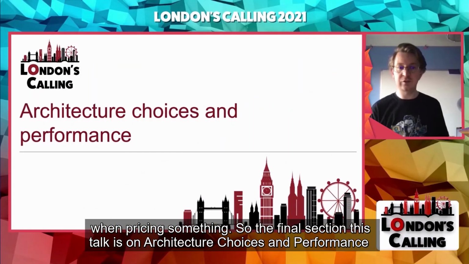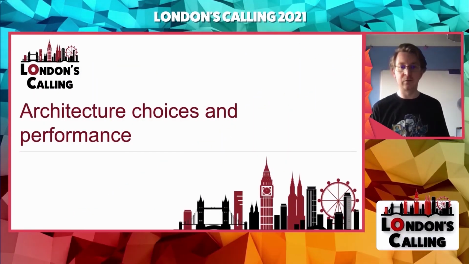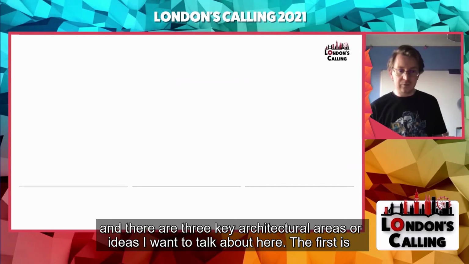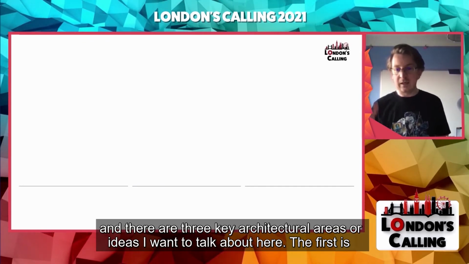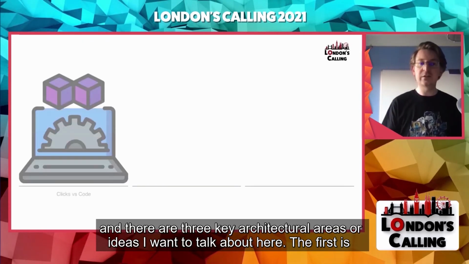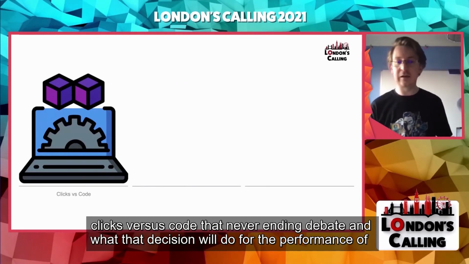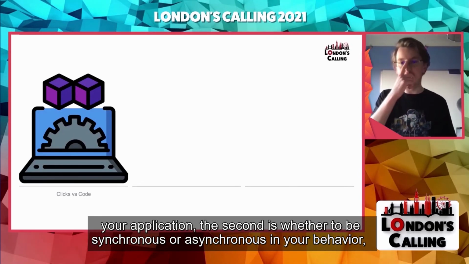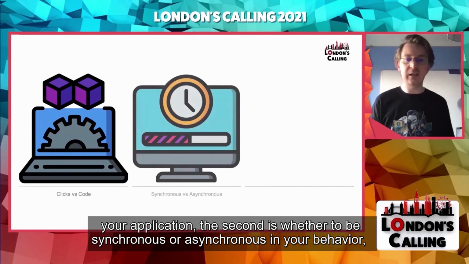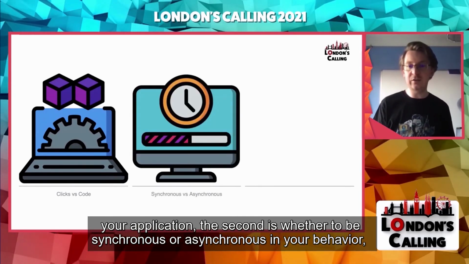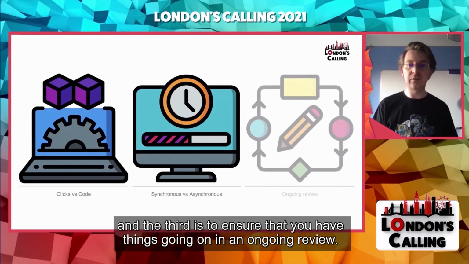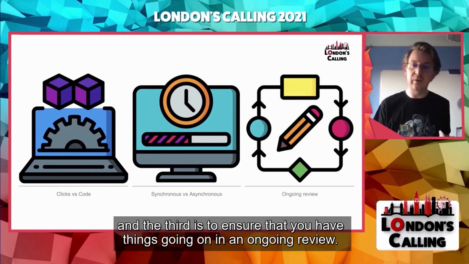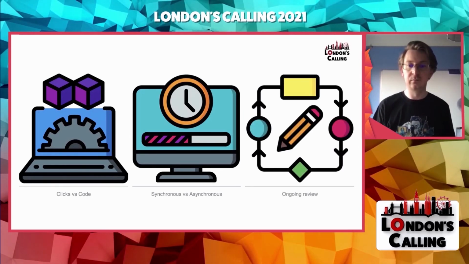So the final section of this talk is on architecture choices and performance. And there are three key architectural areas or ideas I want to talk about here. The first is clicks versus code, that never-ending debate, and what that decision will do for the performance of your application. The second is whether to be synchronous or asynchronous in your behavior. And the third is to ensure that you have things going on in an ongoing review.